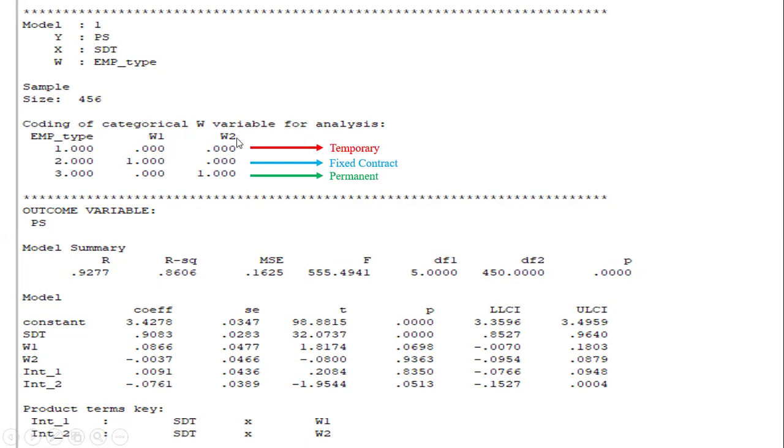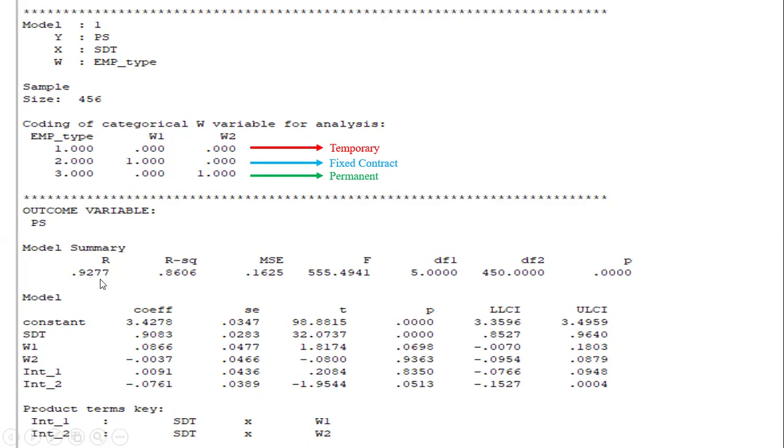And these are basically the dummy variables. So in case of W1 and W2, if you can see here, the W1 with reference category 1 and W2 with reference category 1, the other category, which is temporary, is being ignored or taken as a reference category. So how about the model summary? The R is indicating 92.77.